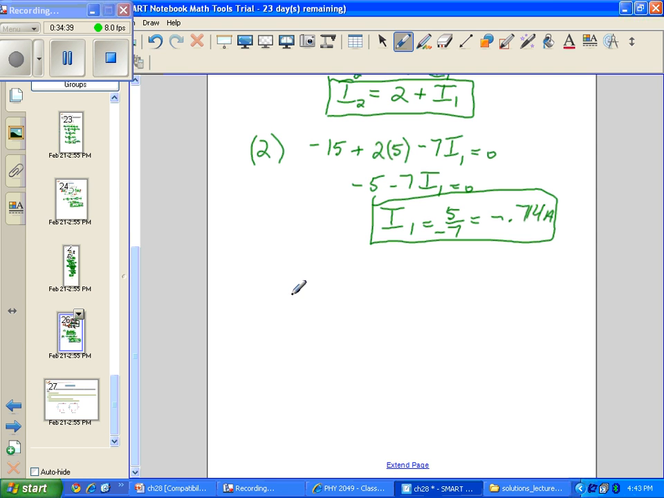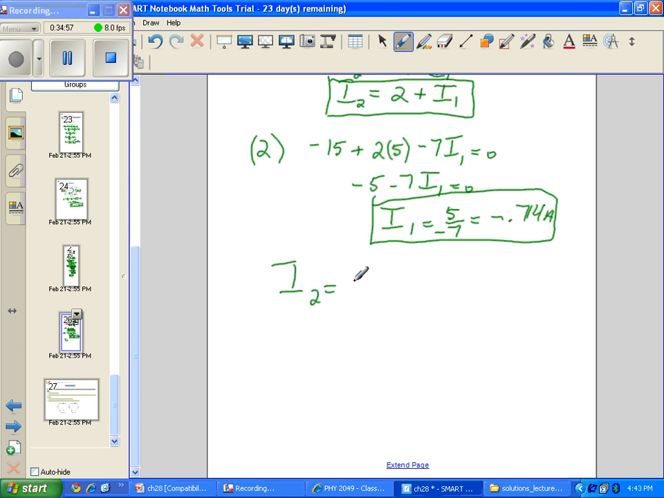Well, that tells us that I2, from the junction rule, is going to be equal to I1 minus 0.714 plus 2.